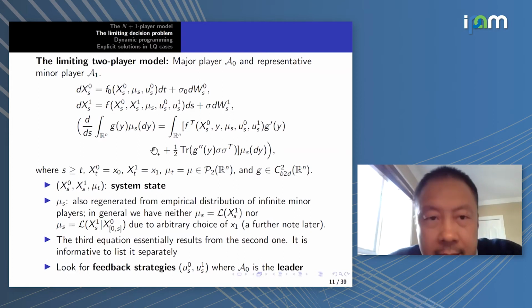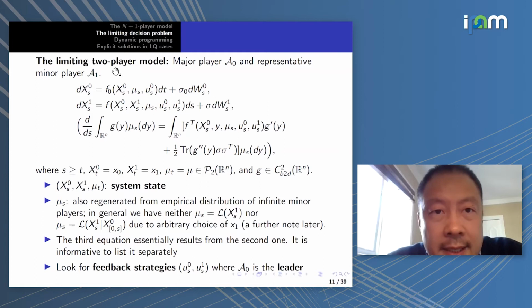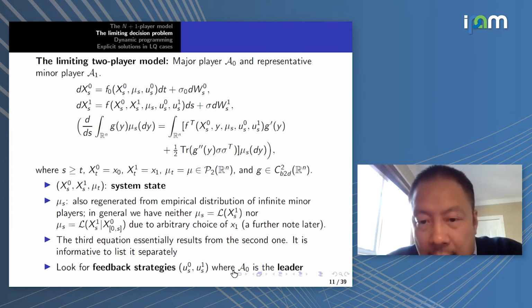In the mean field Stackelberg game here, we let A0 be the leader.